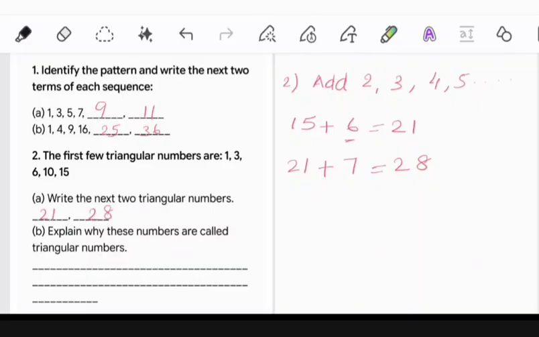Okay? Explain why these numbers are called triangular numbers. They are called triangular numbers because they can be arranged as dots to form an equilateral triangle shape.